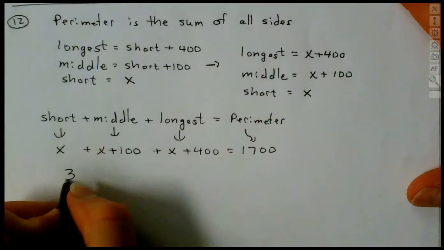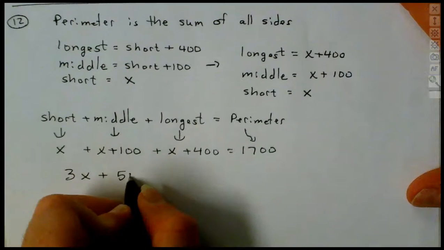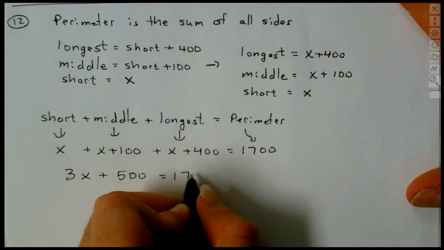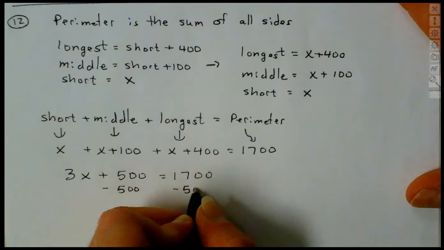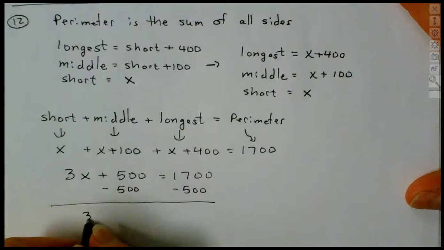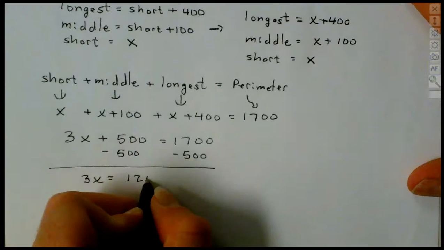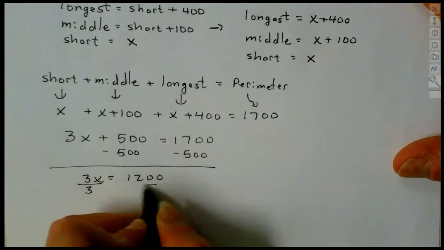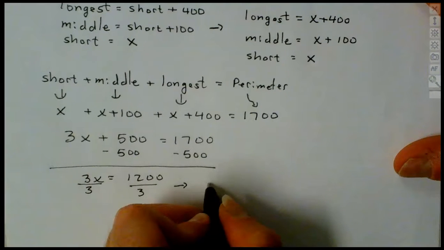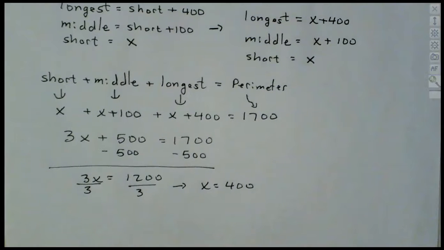So it looks like we've got 3x when we add those together. 100 and 400 makes it 500. We'll move that 500 over with subtraction. That leaves me then with 3x equals now, I believe, 1200. We'll divide by our 3. And that should give you then x equals now, I believe, 400. So that's what we've got for a value of x.